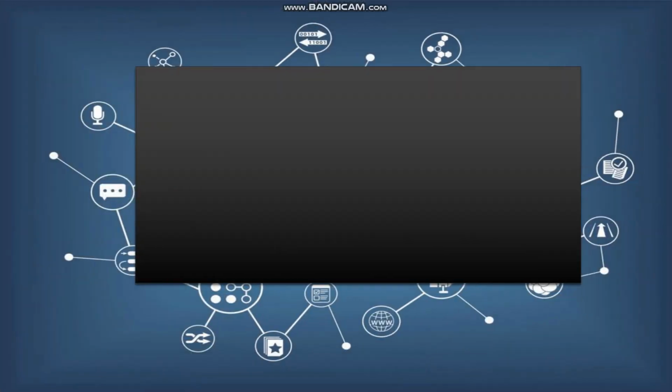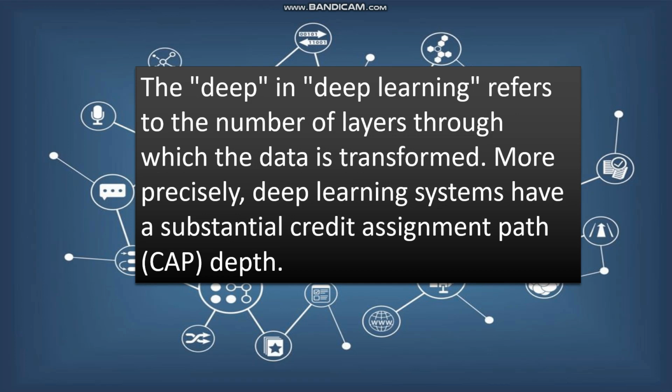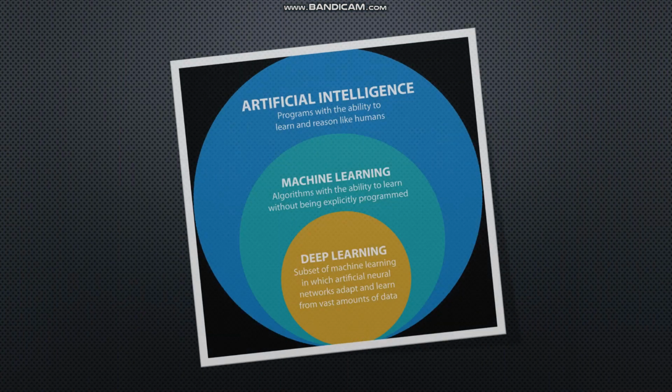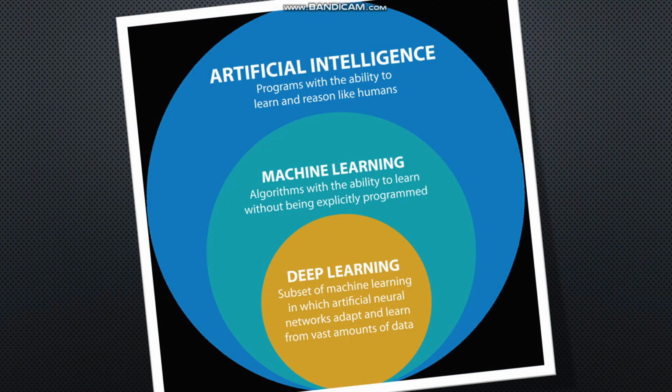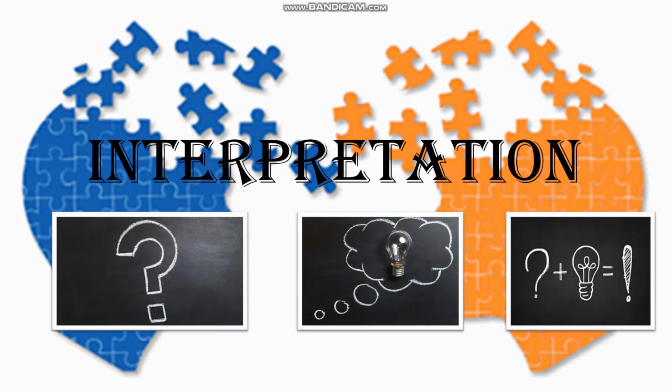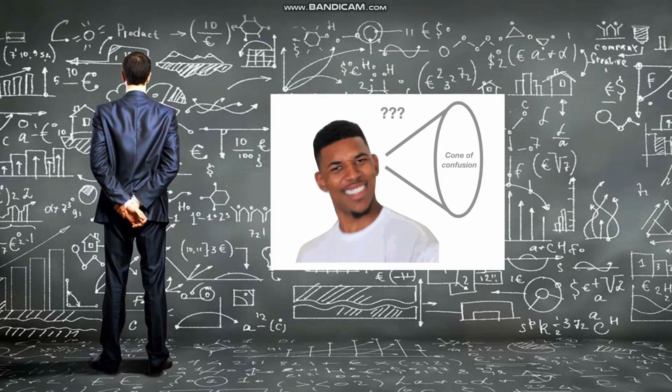So, now you might be wondering, what does deep in deep learning actually mean? The deep in deep learning refers to the number of layers through which the data is transformed. More precisely, deep learning systems have a substantial credit assignment path, known as the CAP depth. That's really deep. So, to explain it more easily, you can take a look at this picture. So, our next topic is going to be interpretation. Beware, it's going to be confusing.